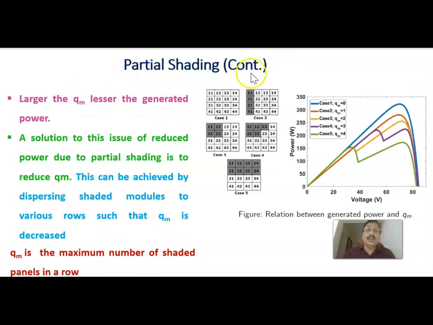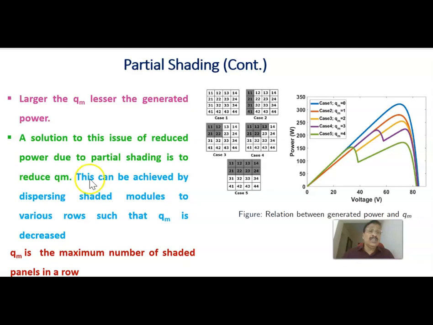In continuation of the slide already explained on partial shading: larger QM, that is, QM equal to 0, QM equal to 1, QM equal to 2, QM equal to 3, QM equal to 4. As QM increases, the maximum power available in the panel gets reduced from this to this. Therefore, the larger the QM, the lesser the solar power generated.